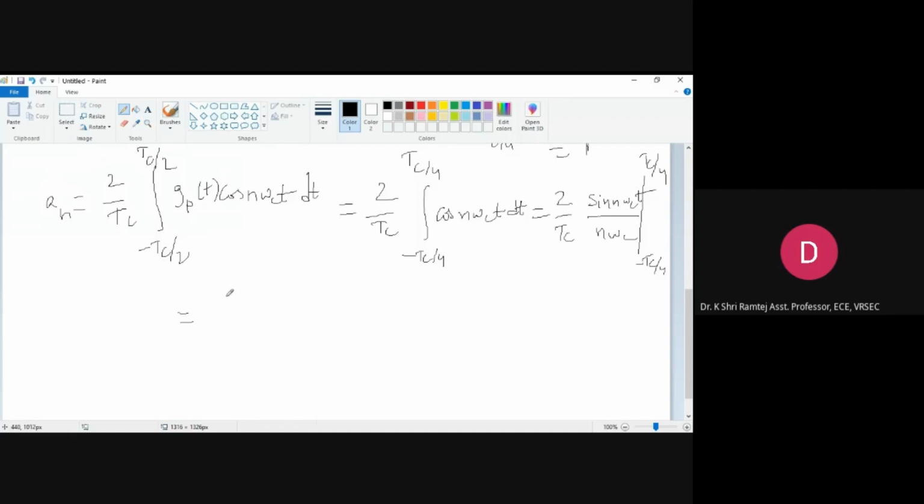So here the value will be 2 by n omega c Tc times sin n omega c Tc by 4 minus of sin again minus n omega c Tc by 4.